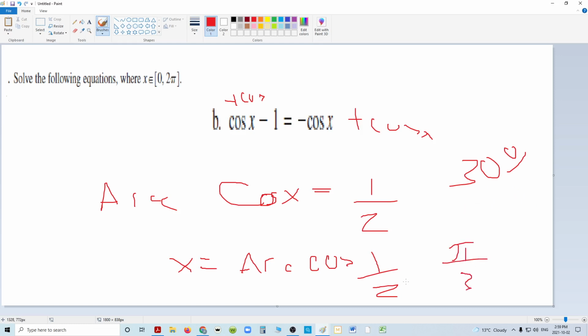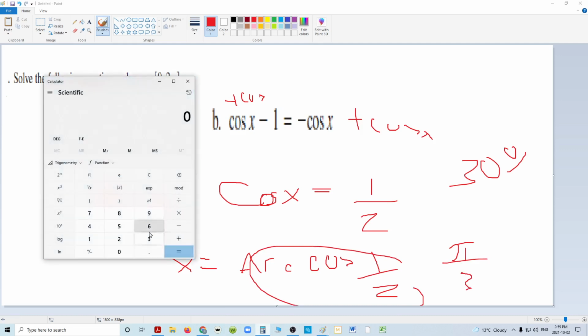But let's confirm that. What's the arc cosine of a half? I'm saying it's going to be 60 degrees. By the way, you can switch your calculator to radians, but it'll give you the decimal radians. Whatever gives you the radians, you have to divide by pi to see what the pi radians are. So let's leave it in degrees. I'm going to go to trig, second function, arc cosine.